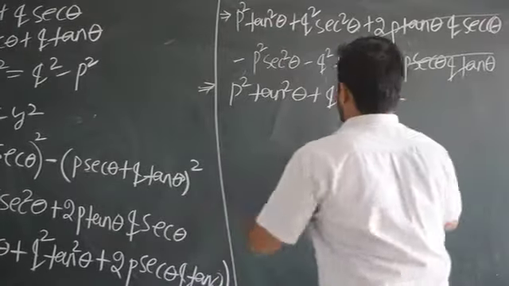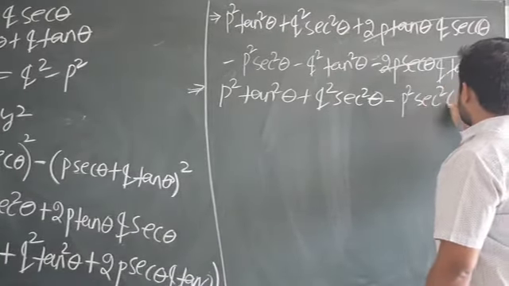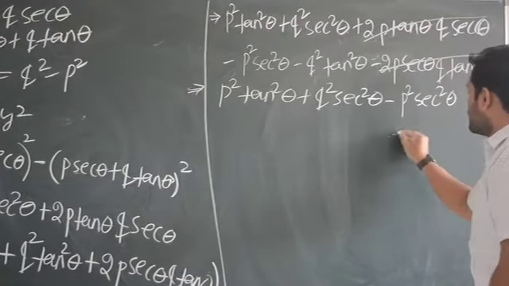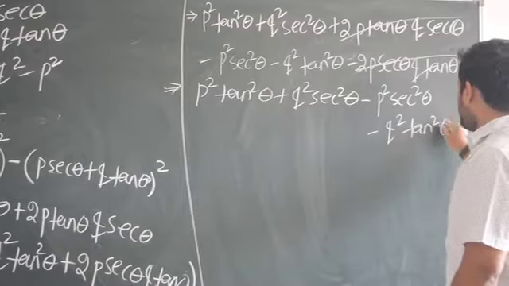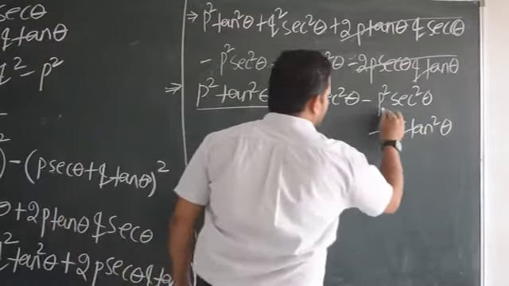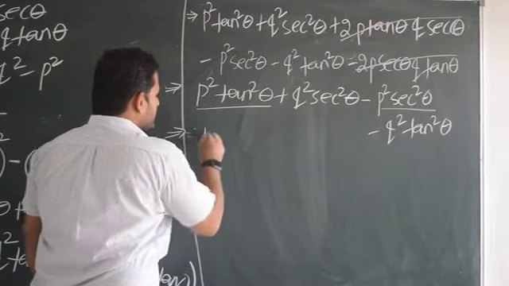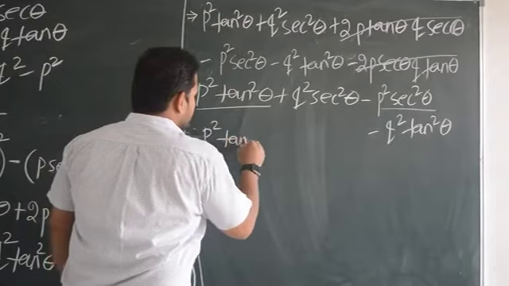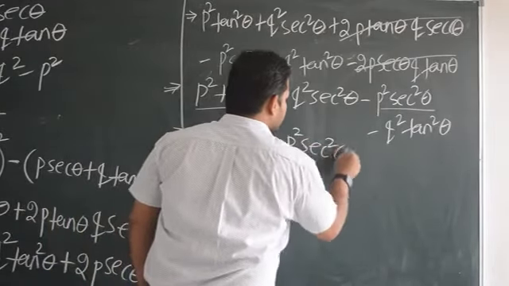Then minus what is there? Minus p square secant square theta. Then I have one more minus q square tan square theta. Now whatever p square are there, this is also p square tan square theta. Here I have minus p square secant square theta. Let me write them on only one side. What is that? p square tan square theta, then minus p square secant square theta.